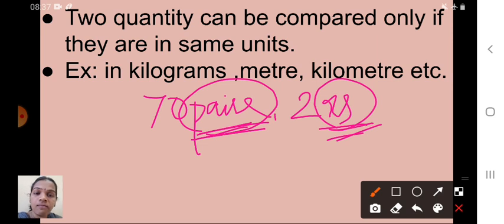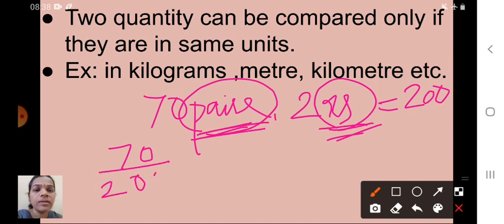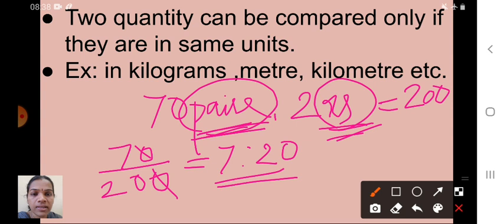You know very well 1 rupee is equal to what? 100 paise. That means 2 rupees is equal to what? 200 paise. Okay, so 70 paise and 200 paise. Now we have to find the ratio. That means 70 paise upon 200 paise. Okay, that means cut, 7:20. This is the ratio of this 70 paise and 2 rupees.